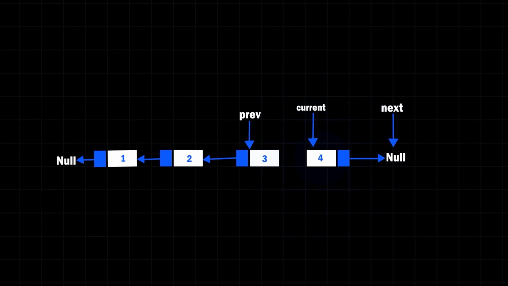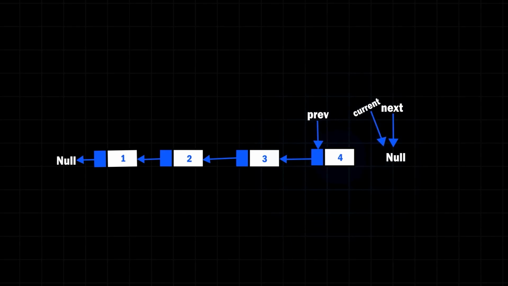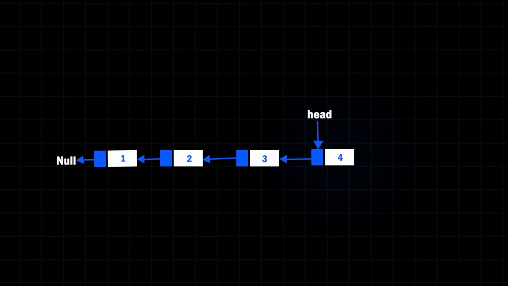Now let's reverse the final node. Change the link between the nodes to the previous node and move the prev pointer to current and current to next. Now both current and next are pointing to null. Prev is pointing to the last node, which is our new head now. So we have reversed the linked list.